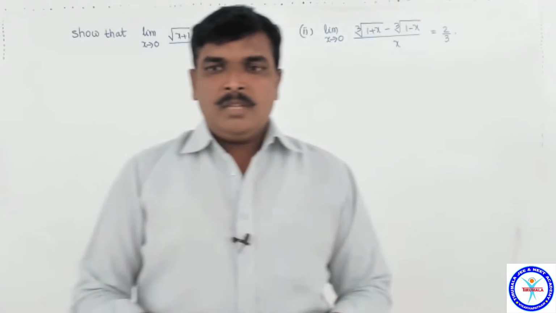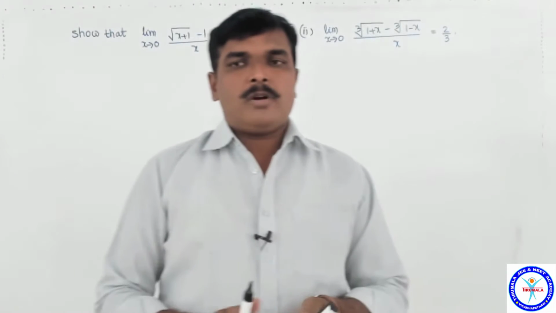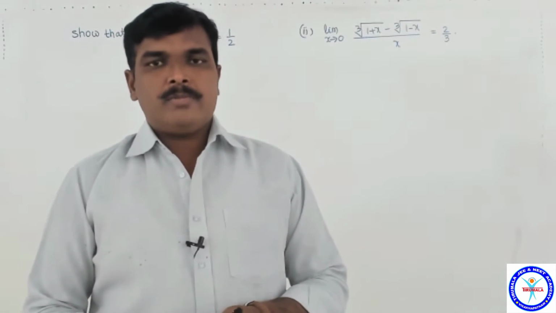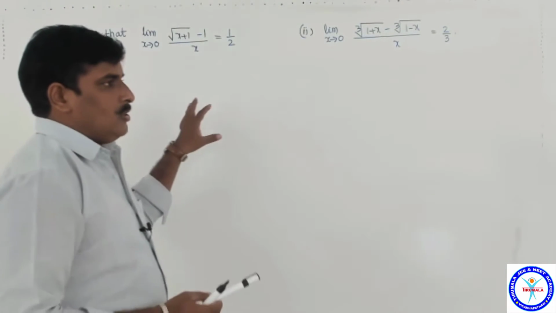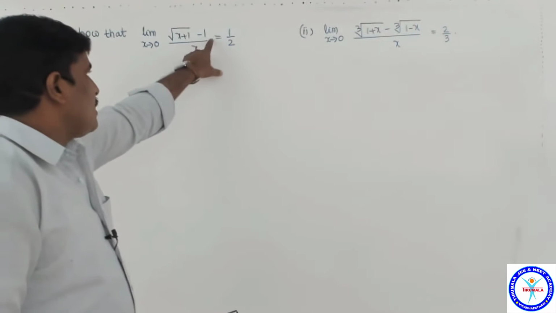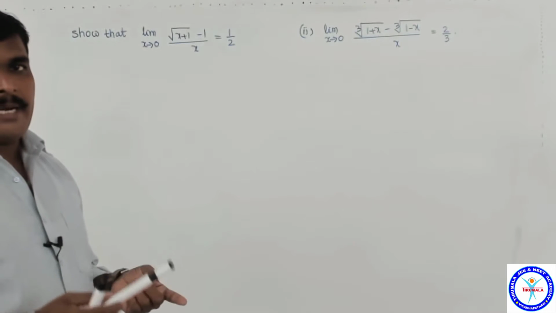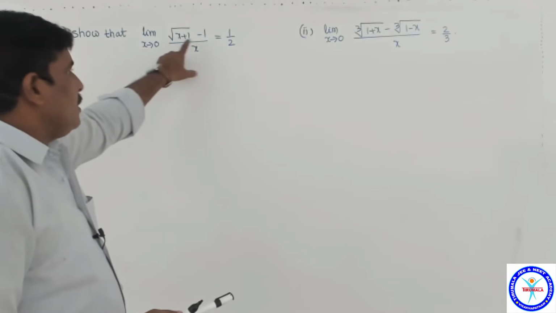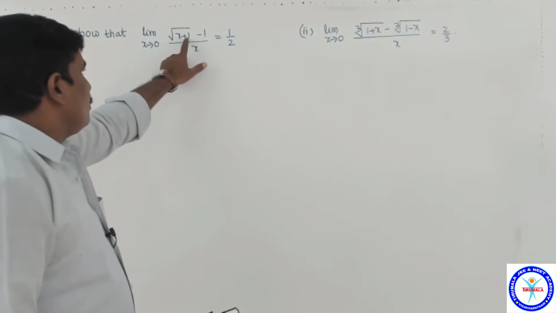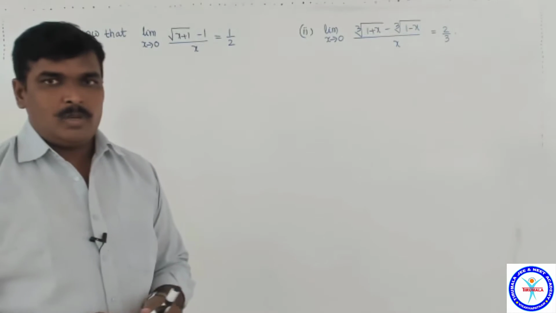Hello students. So in this class we want to explain some more different models of the limit problems. Here see the first question: limit as x tends to 0 of (root of (1 plus x) minus 1) by x equals 1 by 2. If you substitute x equals 0 directly in this question, we get root 1 minus 1, that is 0 by 0. This is called an indeterminate form.